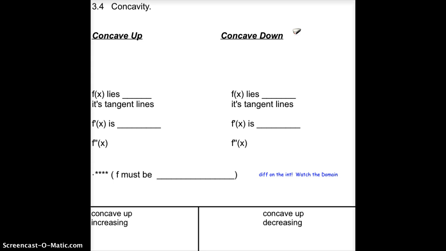A function is said to be concave up. Loosely, we'd say it's concave up if it holds water. It looks like a bowl, basically. With calculus, we would say that the entire function f lies above its tangent lines. So if I were to draw the tangent lines to a concave up function, you'll notice that it lies above them.